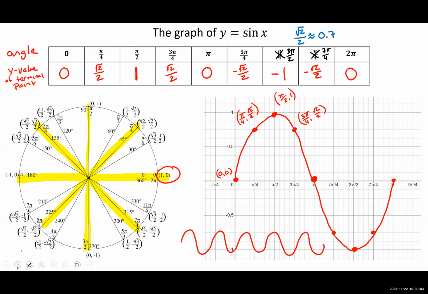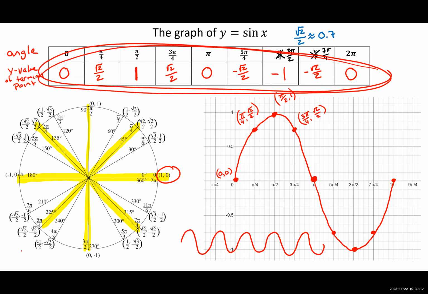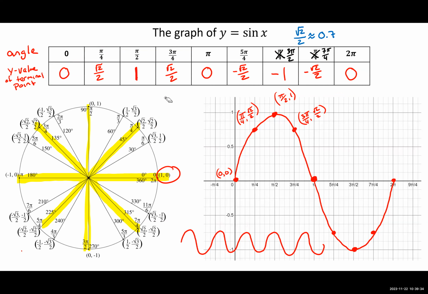Okay, I'm also going to talk about the graph of the cosine function. And I'm going to go through that a little bit quicker because it's the exact same process, except these function values came from the y values of each terminal point. For the cosine function, we're going to do the exact same thing, except use the x values. That's it. Use the x values. Our definition of the cosine function uses the x coordinate of the terminal point on the unit circle.